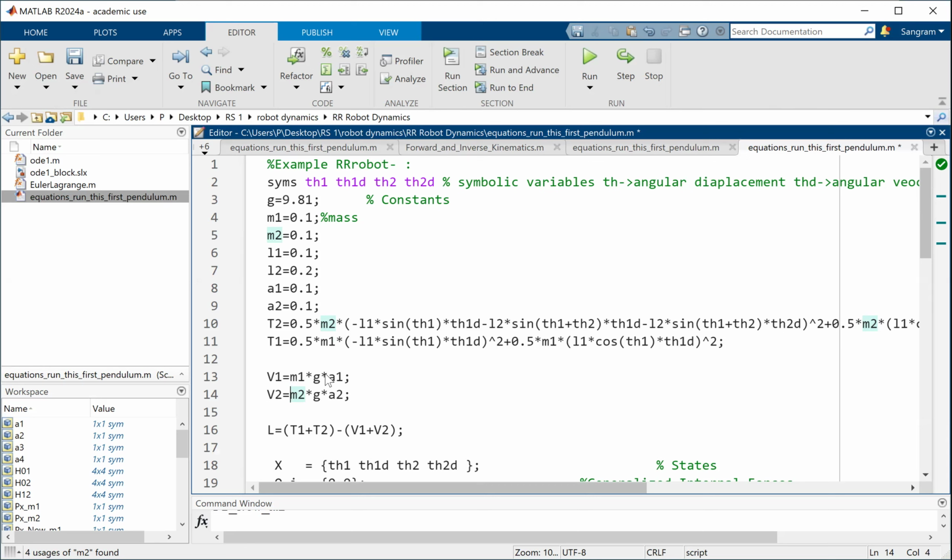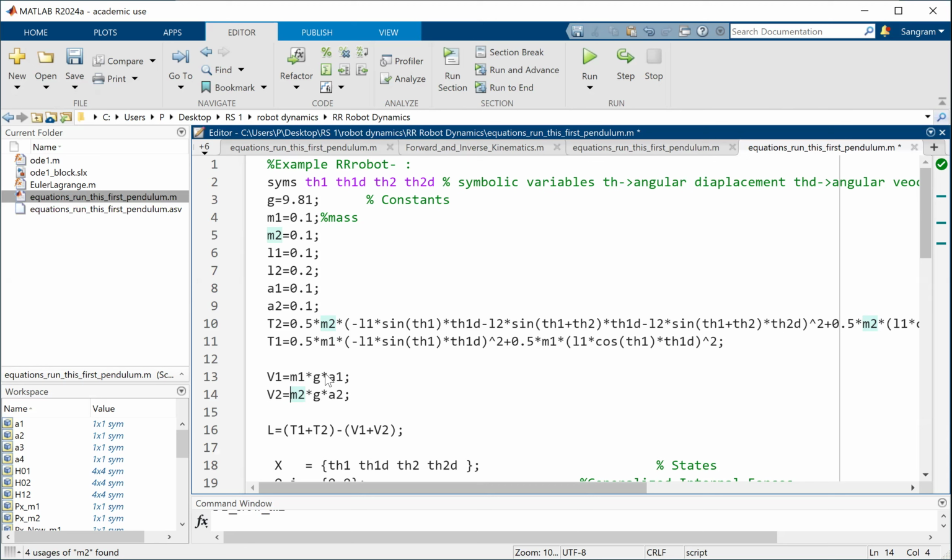Next step is I need to formulate the Lagrangian, which is the kinetic energy T1 plus T2, which is the total kinetic energy T, minus V1 plus V2, which is the total potential energy. My states are theta 1, theta 1d, theta 2, theta 2d. Line number 18 should be exactly identical to line number 2, because the states are written as theta 1, theta 1d, theta 2, theta 2d.